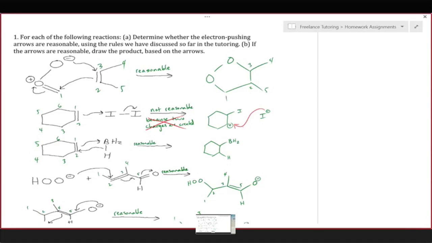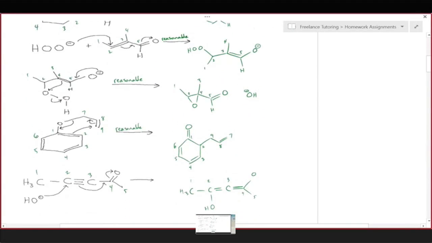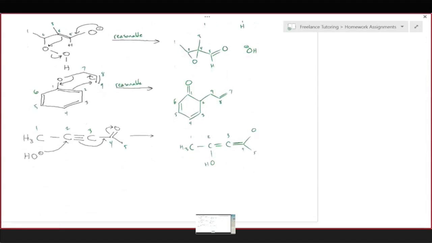Let's take a look at the next example. 1, 2, 3, 4, 5. You said that reaction was reasonable, and it is. There's a negative charge at the beginning of the arrows. Let's scroll down a bit so we can look at the next example. Let's see. That one's kind of complicated, a little bit weird. Okay, I think that's a tricky one. That's a tricky one, but you took your time and you got that right, so that's good.